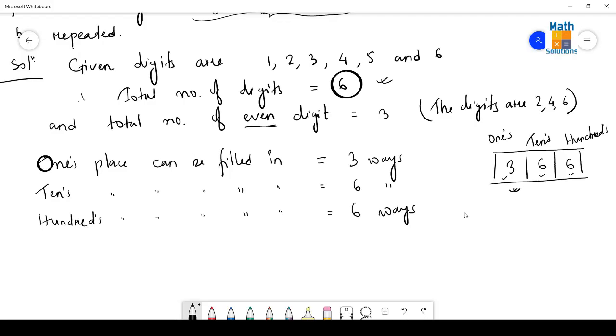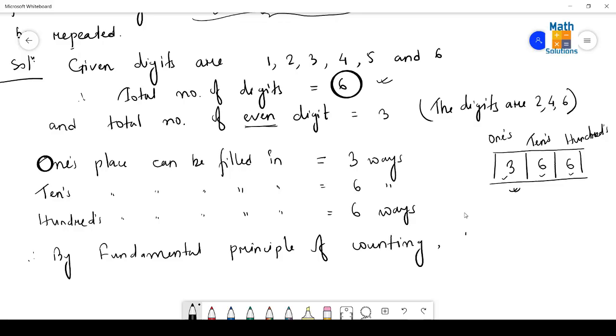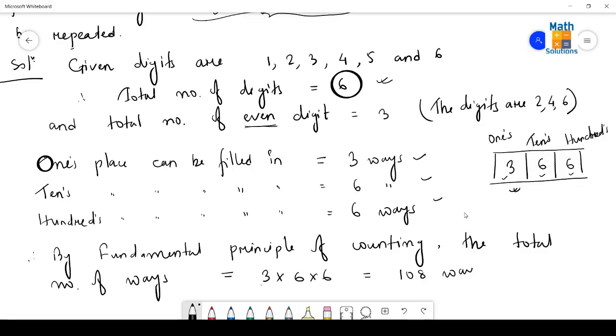frame the 3-digit numbers. Therefore, by fundamental principle of counting, the total number of ways is equal to, of course, these 3 things we have to multiply. 3 into 6 into 6, and the result comes as 3 6 are 18, 18 6 are 108 ways. So this is the answer of question number 2.